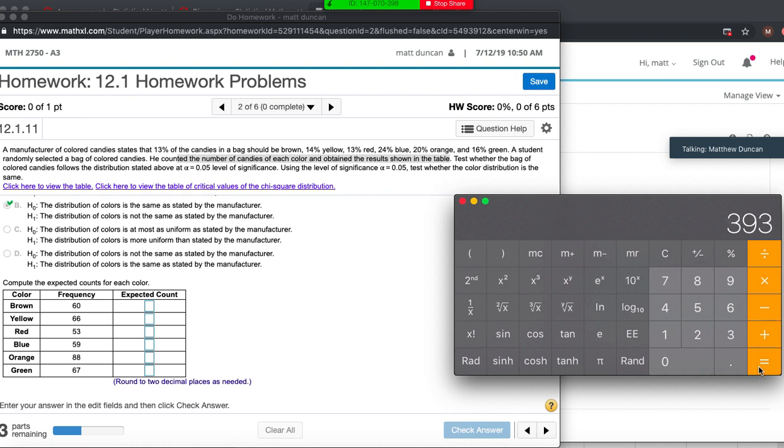Okay, now the company states, so I'm going to keep that number in mind. The company states that 13% of the bag should be brown. So if we have 393 of them, and we multiply that by 0.13, which is 13%, the expected number of brown candies should be 51.